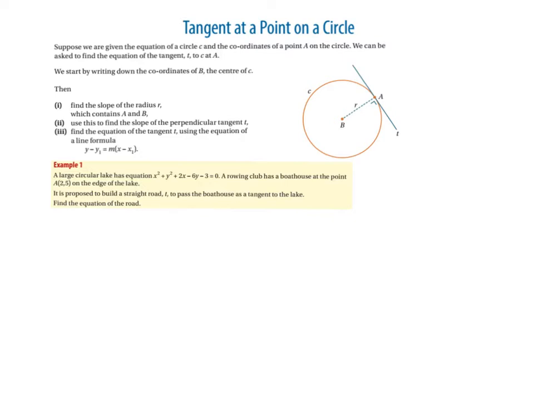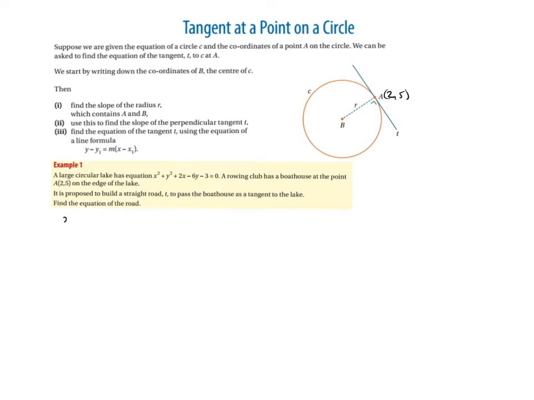It says a large circular lake has the equation x squared plus y squared plus 2x minus 6y minus 3 is equal to 0. A rowing club has a boathouse at the point A (2, 5) on the edge of the lake. So you can see here, this is what it looks like, and this is our point (2, 5) here, which is A. It is proposed to build a straight road T to pass the boathouse as a tangent to the lake. Find the equation of the road.